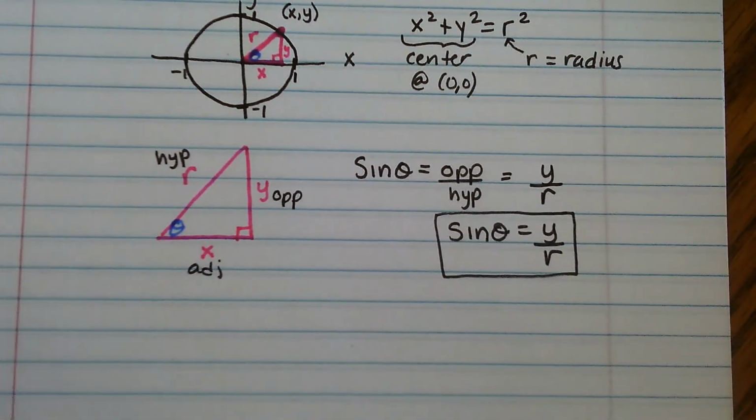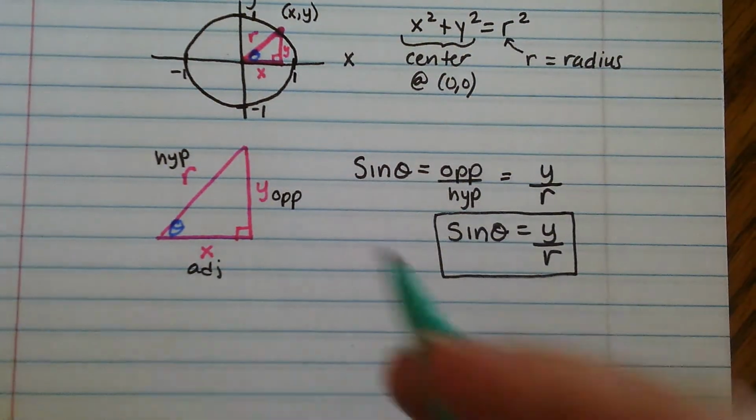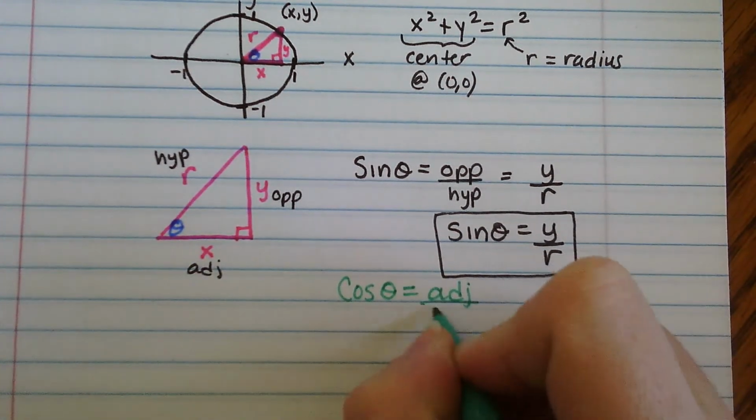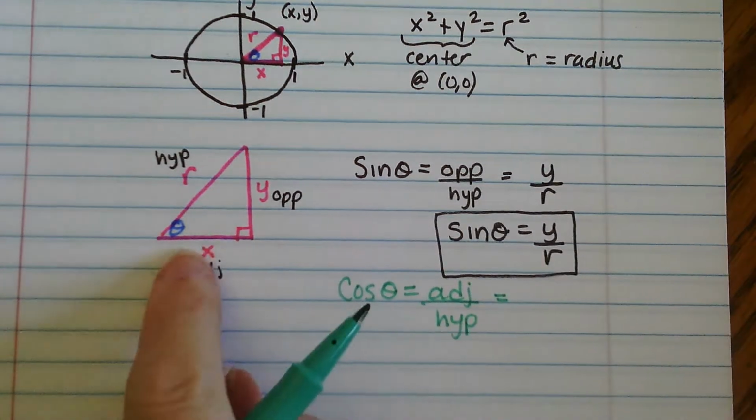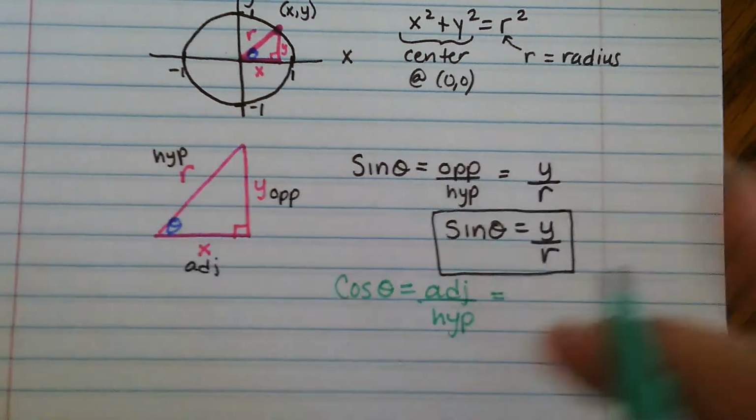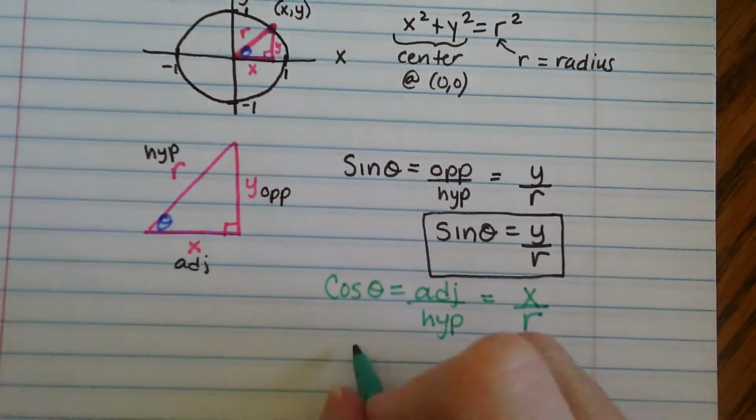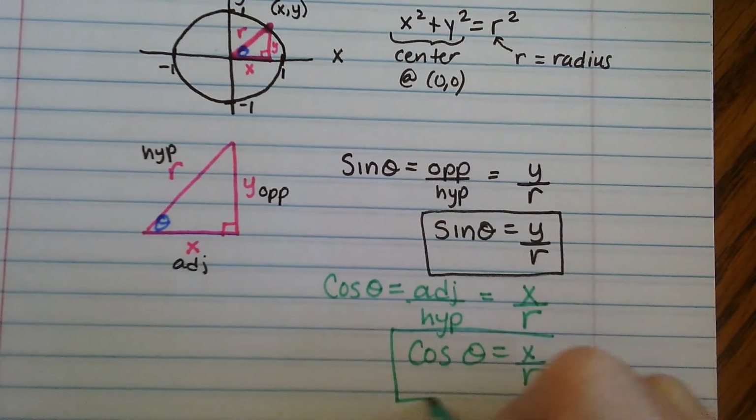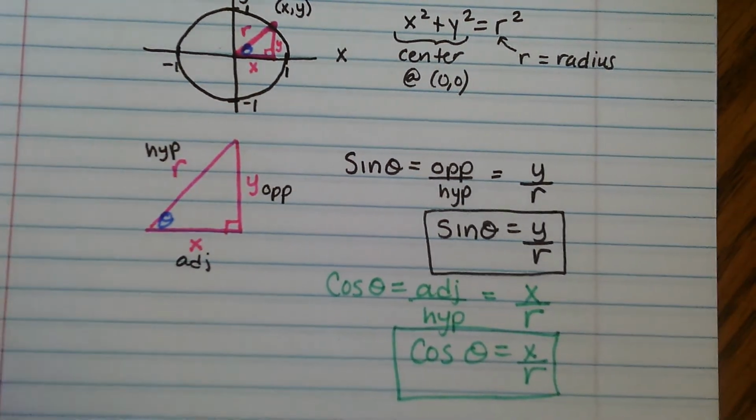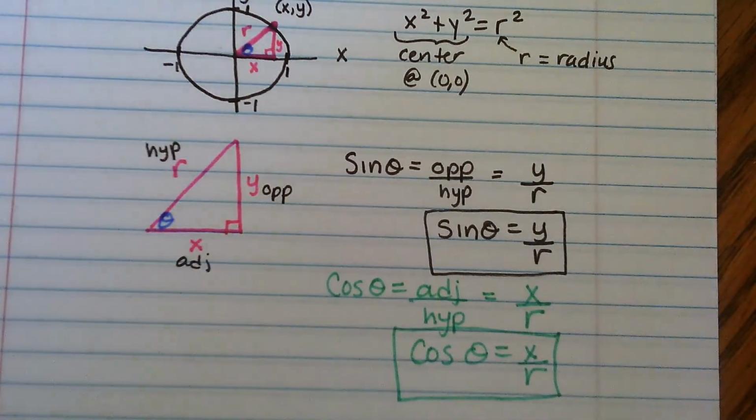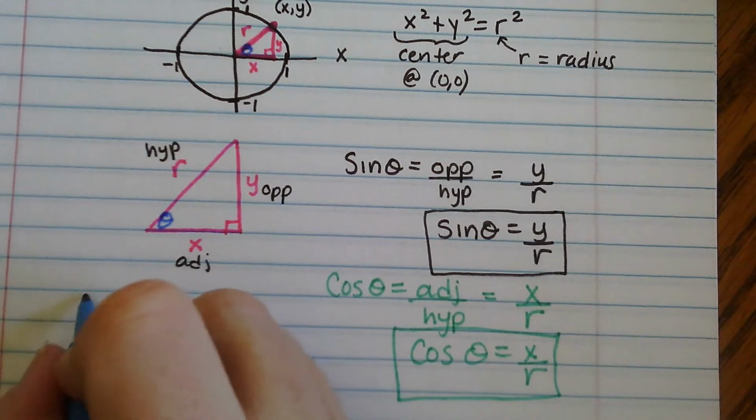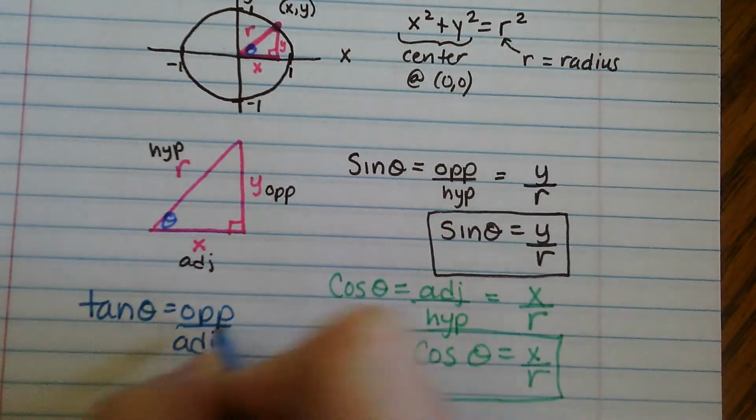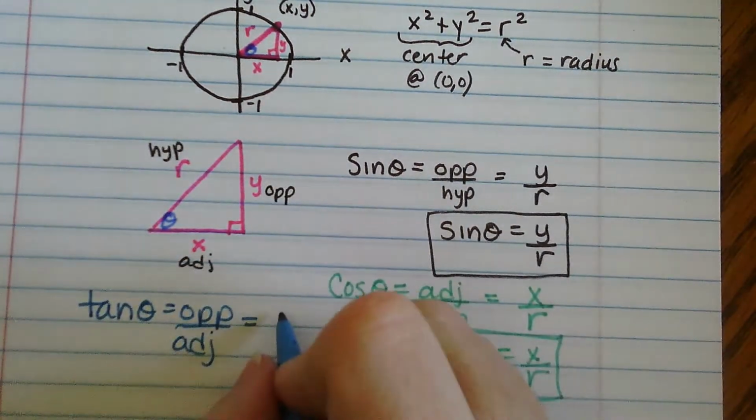When we take a look at the cosine of theta, that's the adjacent over the hypotenuse. Our adjacent side is x over r. And our last one is, of course, tangent. I'll do him over here. That's opposite over adjacent. That's equal to y over x.